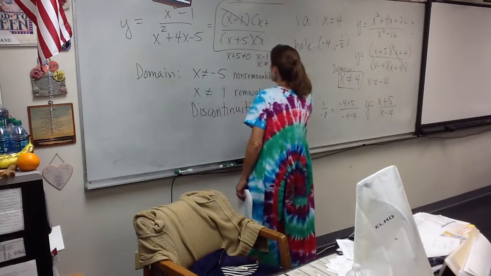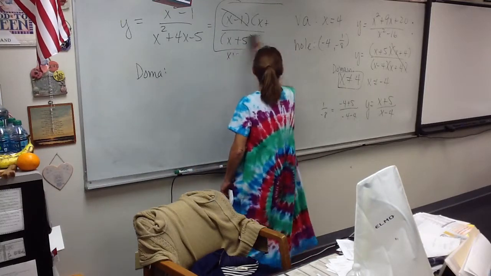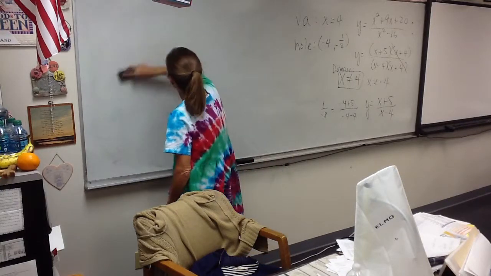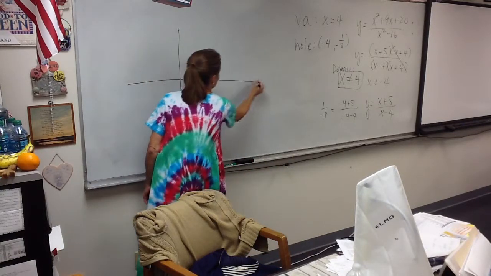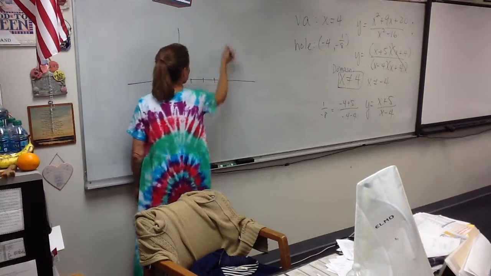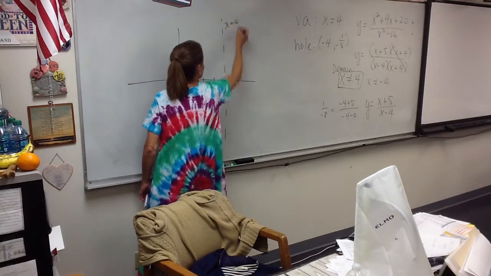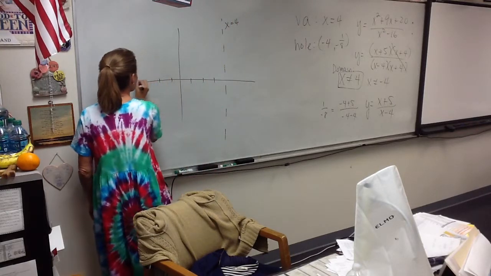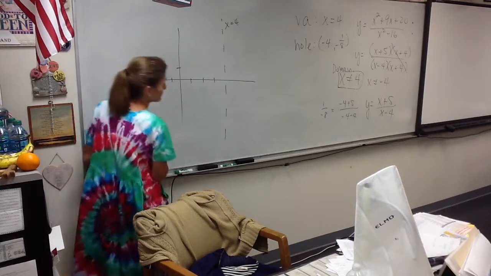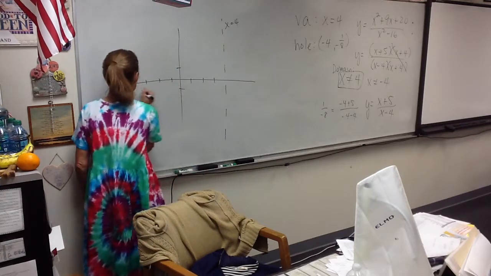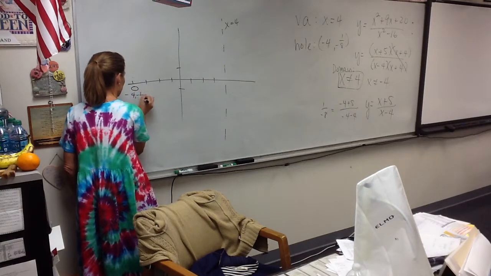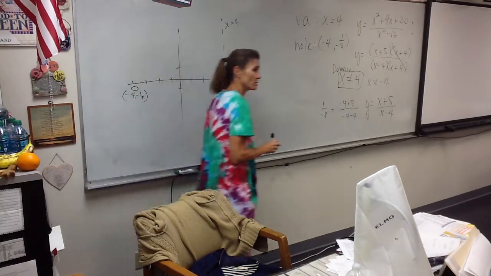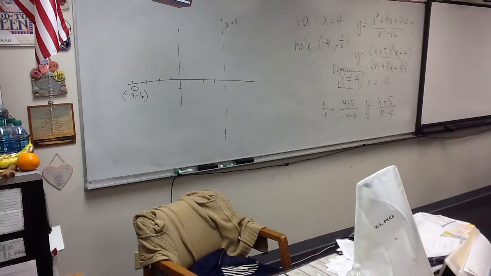So if we were gonna graph this, we'd have a vertical asymptote at x equals 4, and we would have an open circle at negative 4, negative 1/8. Now, there's obviously more to the picture than that, but that's the beginning. We're gonna do it in stages. A hole is an open circle.